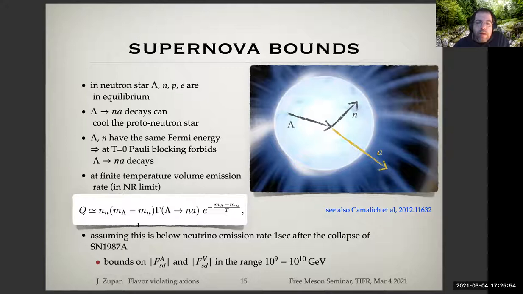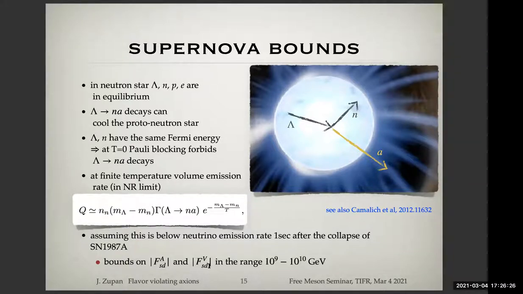Even so, of course the temperatures in the proto-neutron star are not zero, they're 30 MeV or so. So the bound that I showed was shown for 30 MeV. Of course, you see exponential dependence on the properties here. So this gives you these bounds of 10 to the 9, 10 to the 10 GeV on the axial and vector couplings.